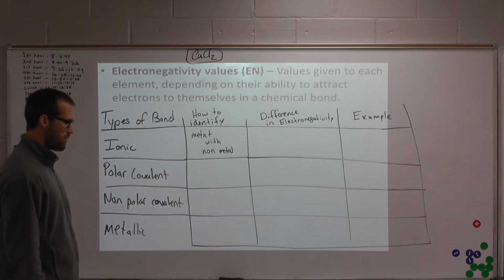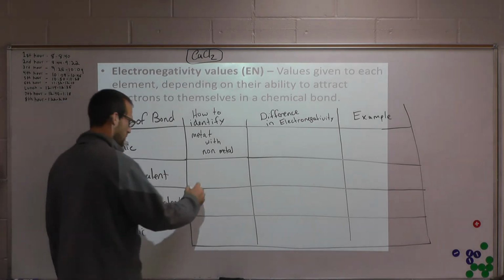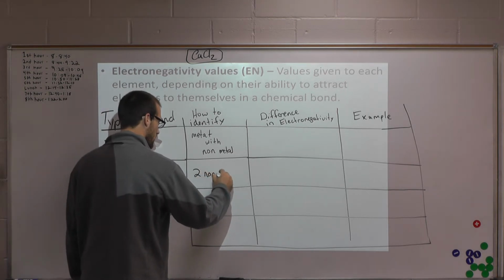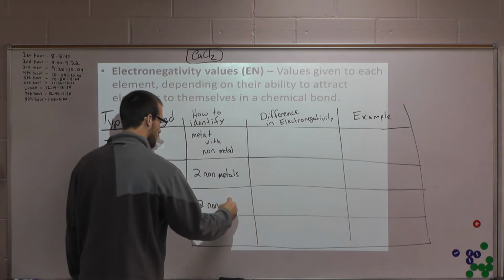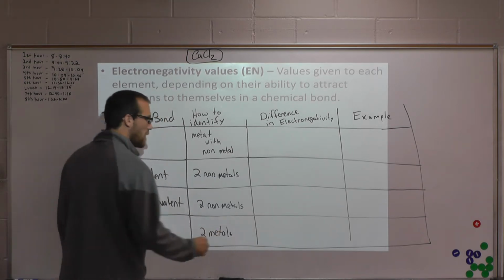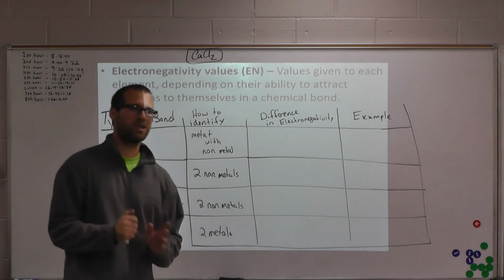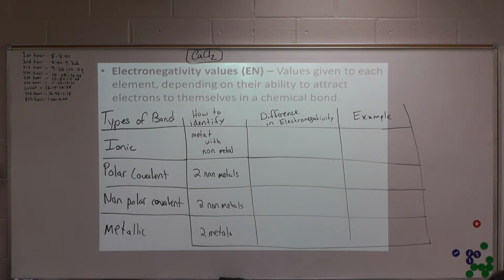Now, polar and non-polar covalent are both still going to be two non-metals, but they're going to be a little bit different. And then lastly, metallic would be two metals. Now this is the quick way of determining this, but it's going to do you much better to know the why. Really, those are just quick identifications. It's like using your calculator versus knowing it in your head.